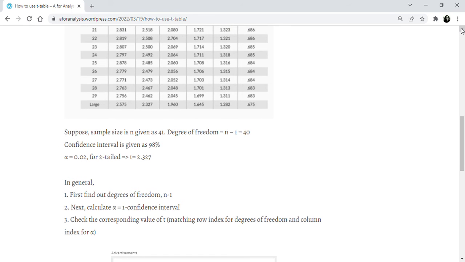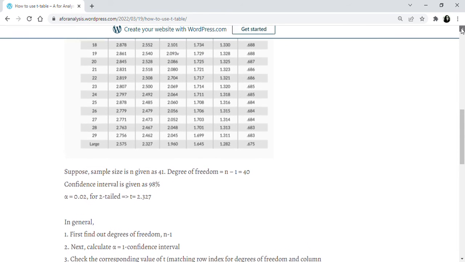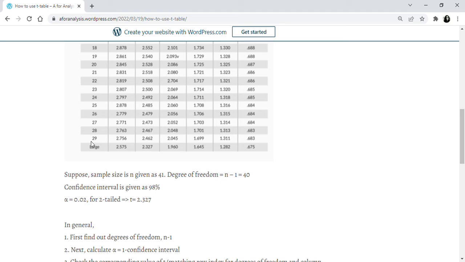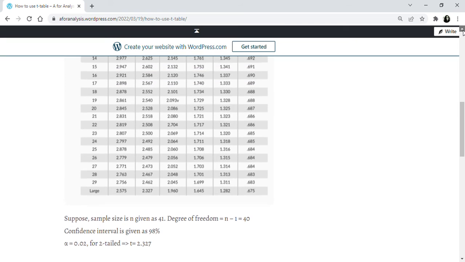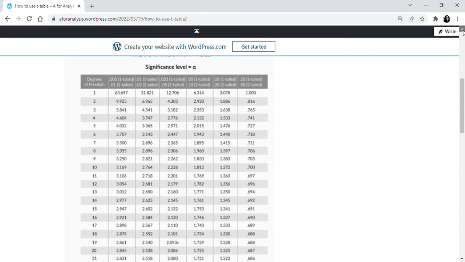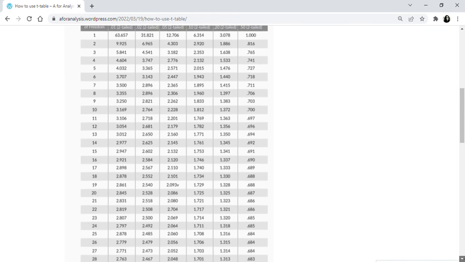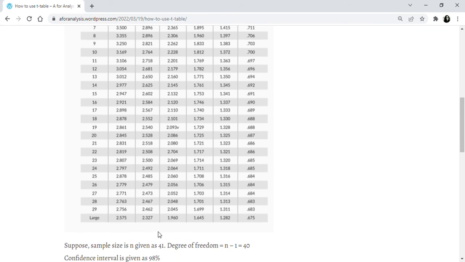Let's go back and check again. So degrees of freedom is 40, which means it will be in the large row, and we want alpha 0.02. So 0.02 is this one. Scroll down a little bit to 2.327, as simple as that.